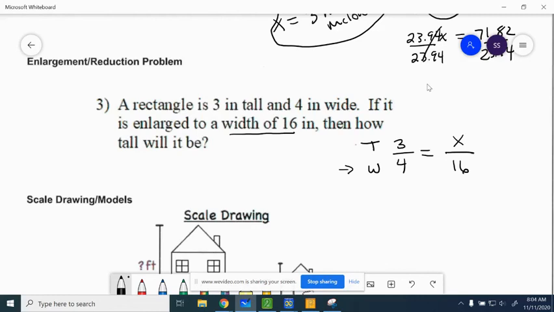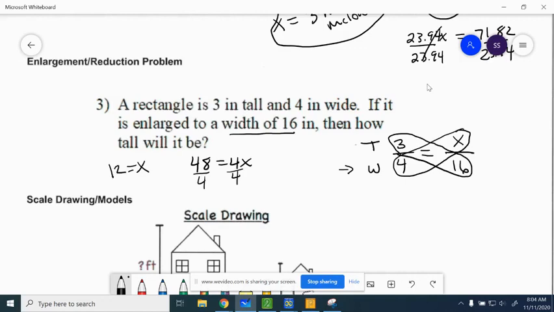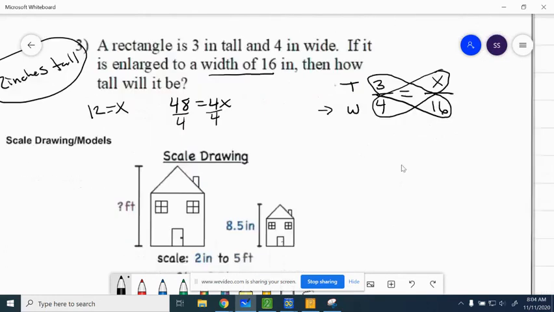Cross multiply and divide. 4 times x is equal to 16 times 3. So we're left with 48 is equal to 4x. And now we just solve this one-step equation by dividing. We just did our cross multiplying. Now we divide. And we're left with x is equal to 12. And we should be more specific here, 12 inches tall. There we go. All right, one last problem.